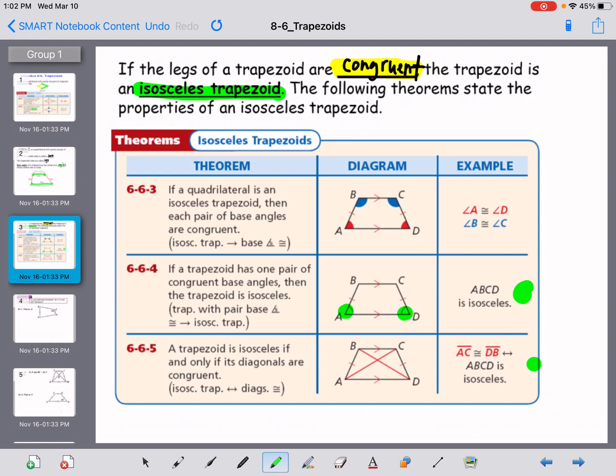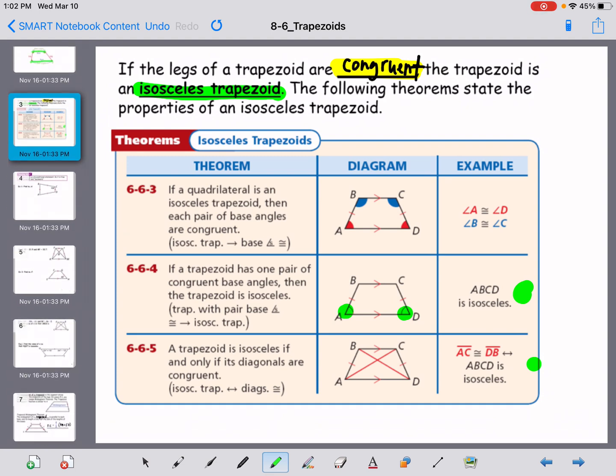And the other thing that would be special is if it's an isosceles trapezoid, then we can say that its diagonals are congruent. Also, if we know the diagonals are congruent in a trapezoid, then we can say it's isosceles. So if it's isosceles, the diagonals are congruent. Another thought that means the same thing is if the diagonals are congruent, then we can say it's an isosceles trapezoid.